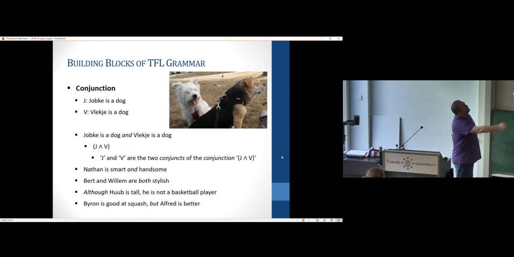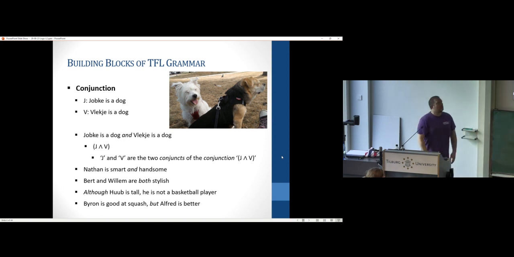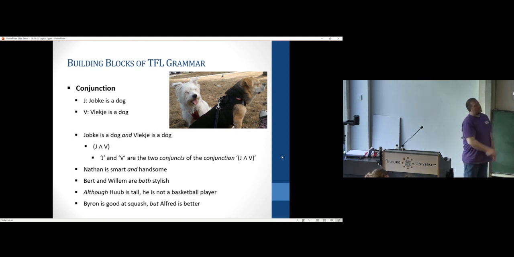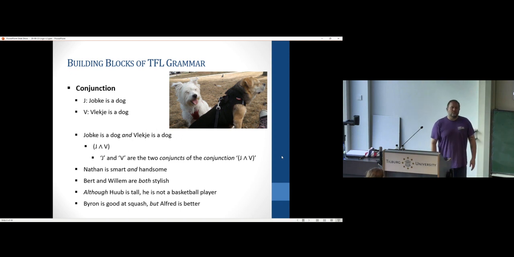Let's move on to our next one, conjunction. So, we have Yobka is a dog, and this is my other old dog, Vlekia. So we have Yobka and Vlekia. And suppose we want to symbolize the sentence, "Yobka is a dog and Vlekia is a dog." Well, that's easy. We take J for "Yobka is a dog," V for "Vlekia is a dog." We stick a conjunction in the middle, and wham bam, we have this sentence. It is a conjunctive sentence.